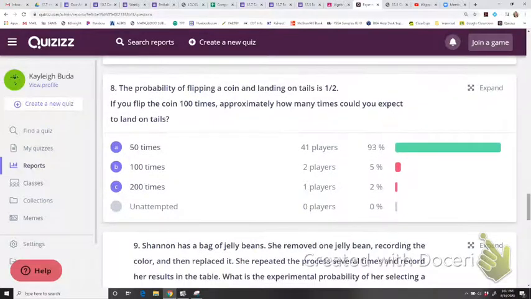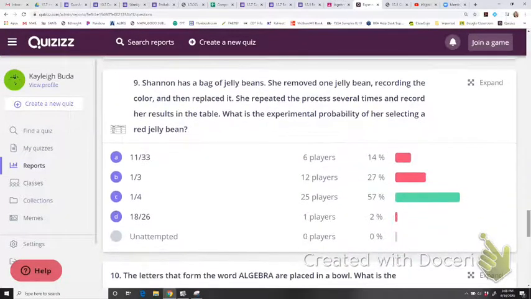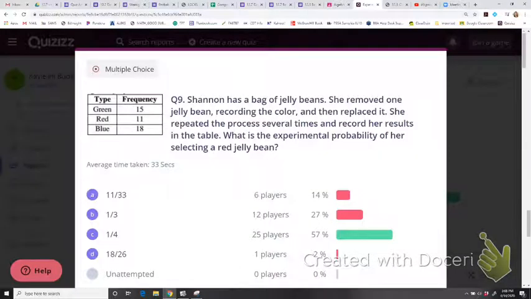Number 8, most of you did fine there, so I'm going to skip that one. Number 9, jelly beans in a bag. What's the experimental probability of picking a red one? So we can see from the chart there are 11 red out of the total number here, which is 44. So 11 out of 44 is the same as 1/4.